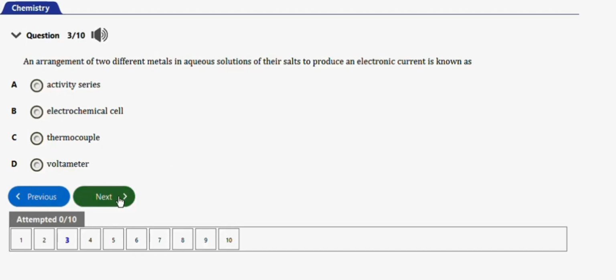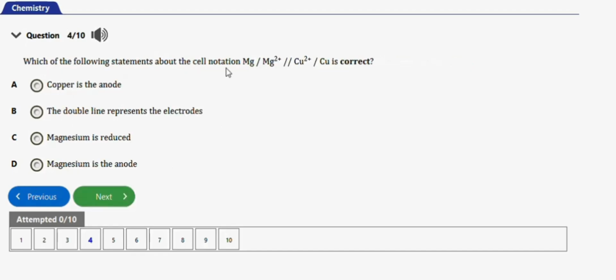The next question with this one, it says which of the following statements about the cell notation is correct? So in this cell notation, this magnesium atom, magnesium ion, represent the anode. This copper ion and copper atom represent the cathode. So let's check from the options. Copper is the anode, no. The double line represents the electrodes, no. Magnesium is reduced, no. Magnesium is the anode, yes. So the right option is option D. Okay, so that's it for this question.